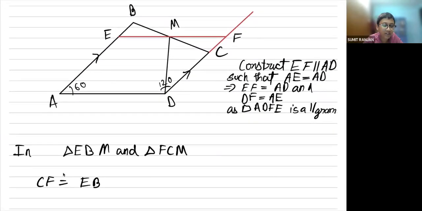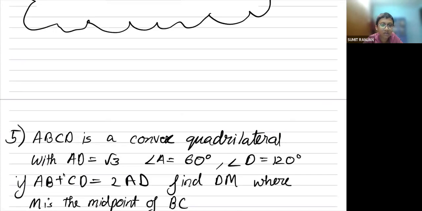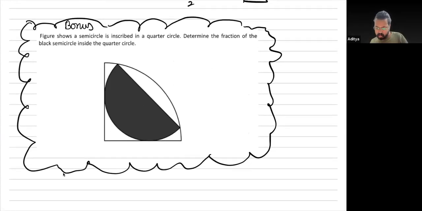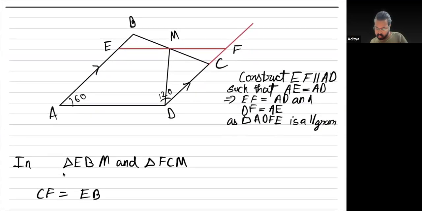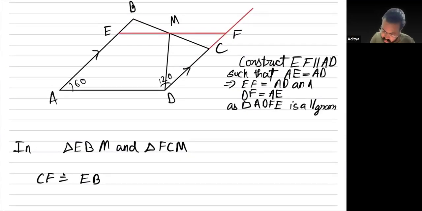The fraction of shaded by total. Fraction of shaded upon total. Okay, where were we? In these two triangles, you have to see that these two are actually congruent triangles.